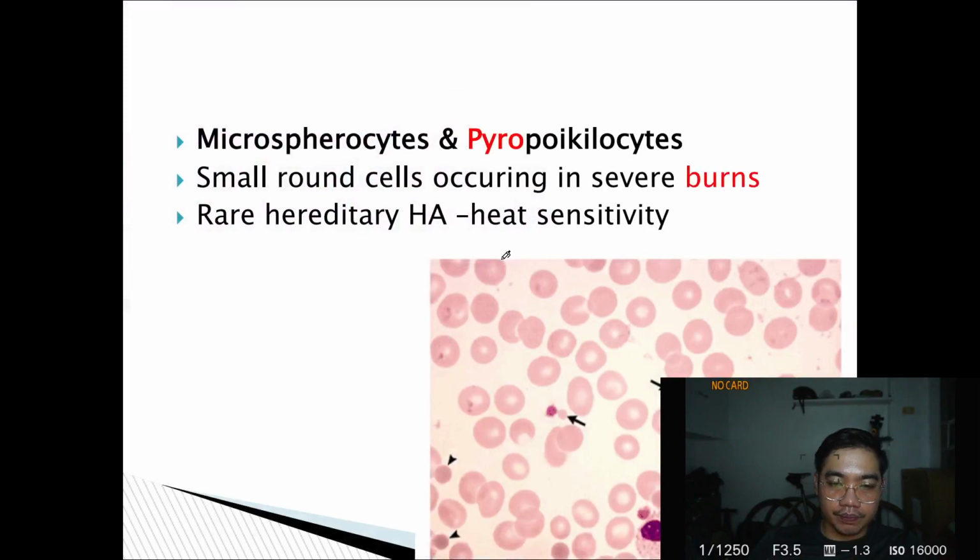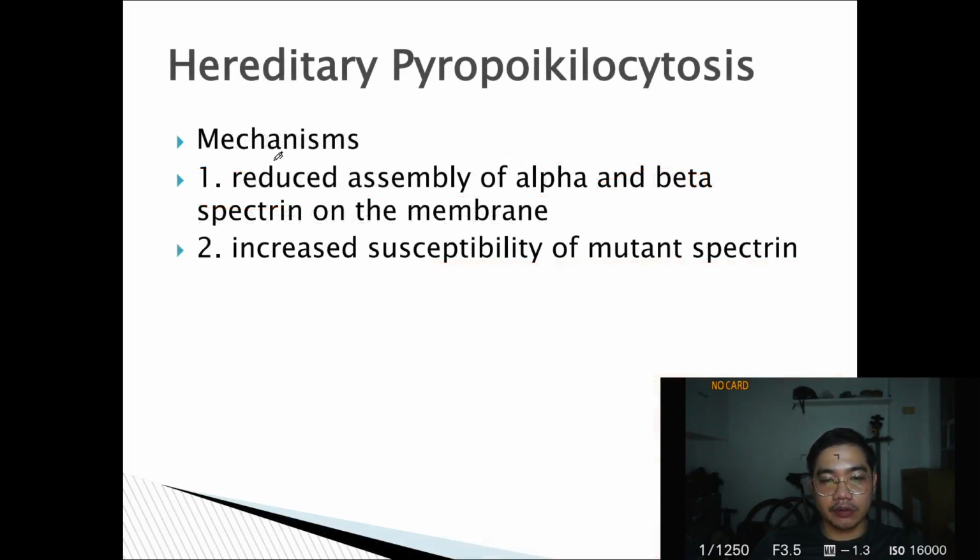Microspherocytes and pyropoikilocytes, no? So this is a red blood cell. So that's what it is, no? So these are small round cells occurring in severe burns. I think the name speaks for itself. Pyropoikilocytes: flame, burns, or fever sometimes.